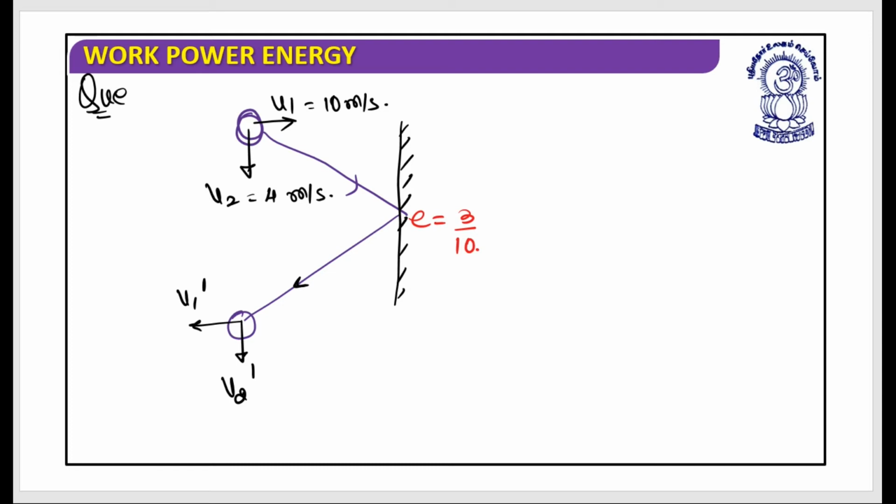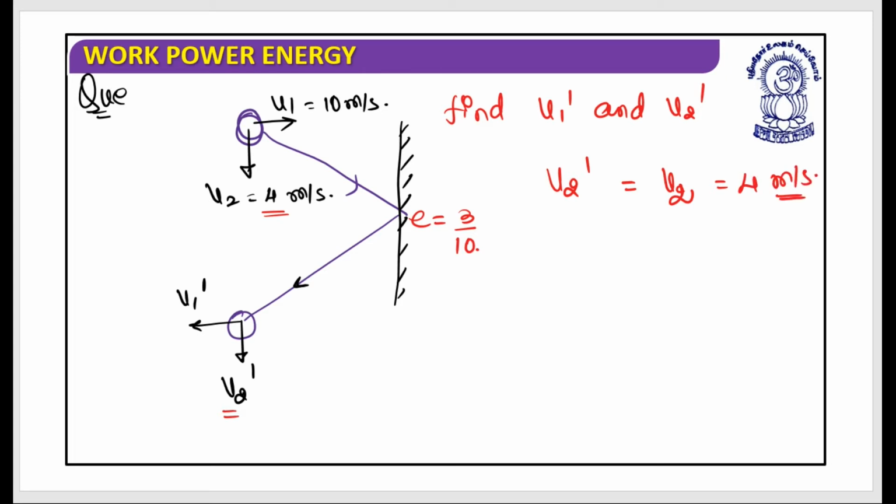So the question is: find v1 dash and v2 dash. This is the requirement. Now tell me what you are supposed to do. What we understood is all the parallel components will remain the same. Now the parallel components are in the y-axis. So what I understood is v2 dash is equal to v2, sorry, which is equal to 4 meters per second. So one of the tasks I did.